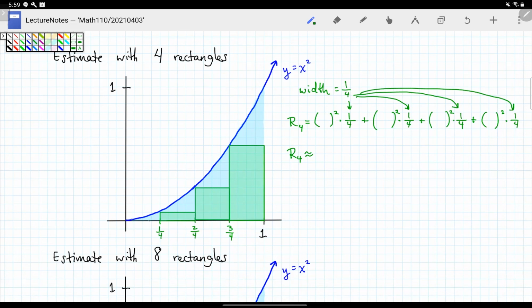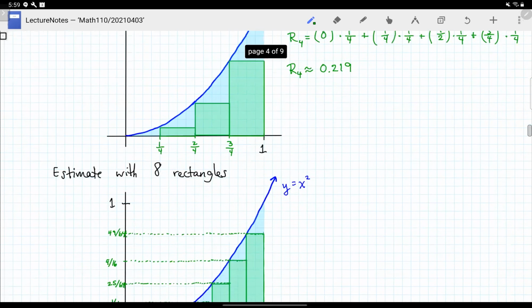And the first rectangle has height of 0 squared. That's inputting the x coordinate of the left one into the function that is defining the curve. This one I'm using 1/4 as input, so 1/4 squared. And then the third rectangle, I'm using 2/4 as an input. 2/4 is the same as 1/2, so 1/2 squared. And then 3/4 squared. And that ends up being approximately 0.219.